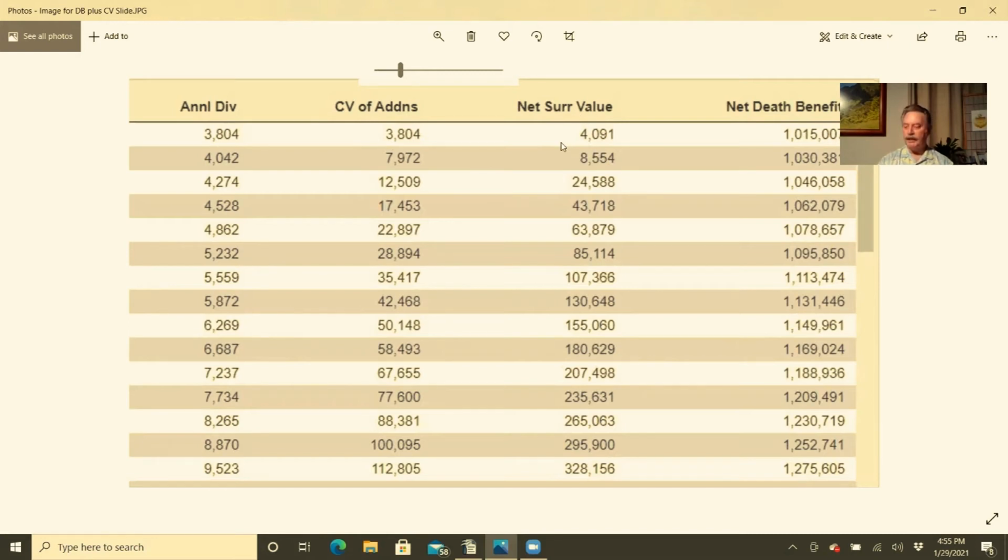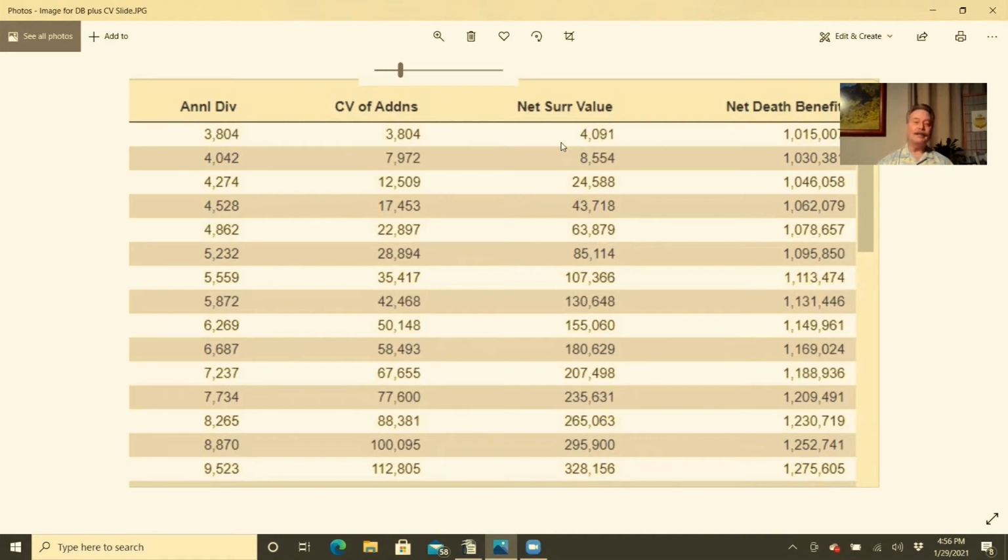But the increase to the death benefit is $15,007. So the return on investment there, as far as the dividends, what it buys is more than 300%. That is $3,800 of dividend buys $15,000 of death benefit in this case. And the total cash value, called surrender value here, is just over $4,000.